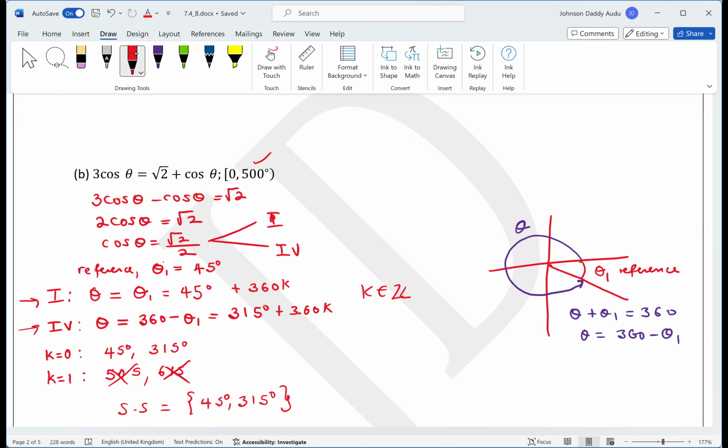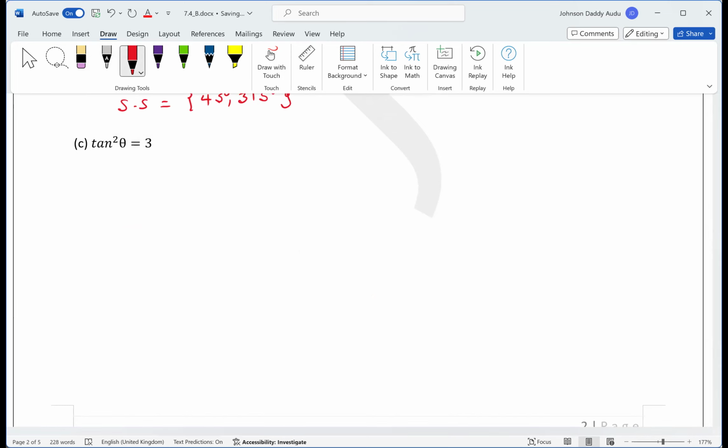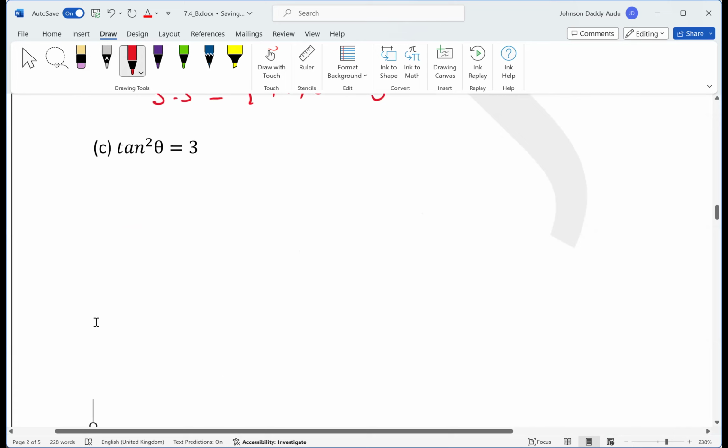All right. So this one, we have another one here. Cot squared theta equals 3, right? So for this one, what can we do? We need to solve for theta also in standard position. And here, as you can see, we don't have any restriction on what theta should be, right? So what can we do here?